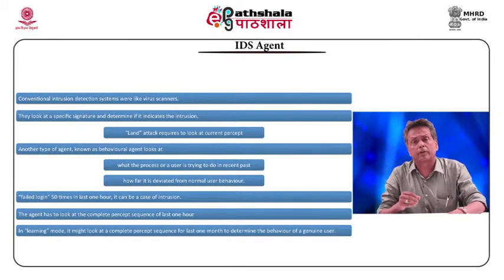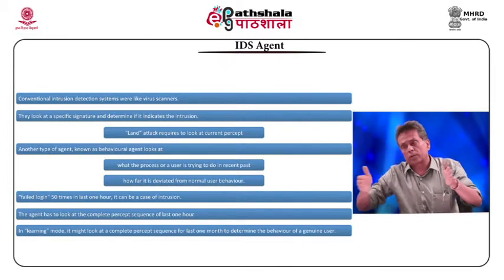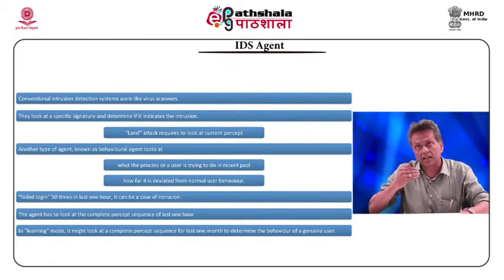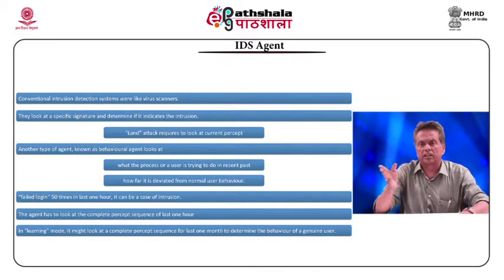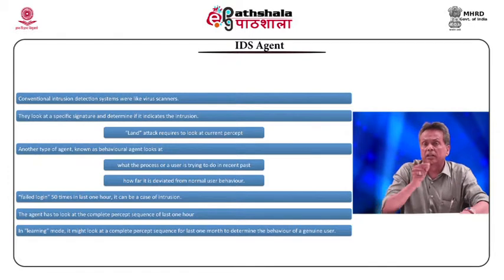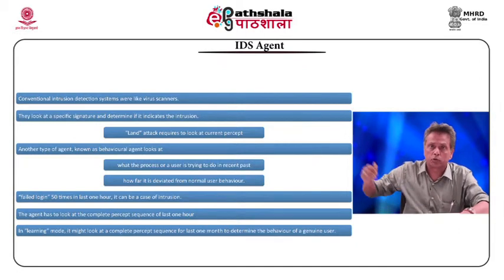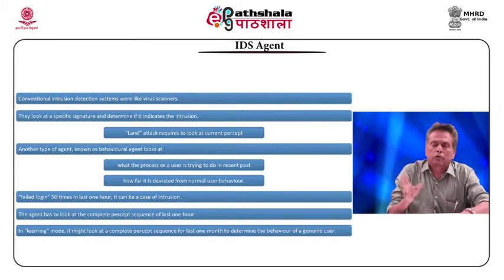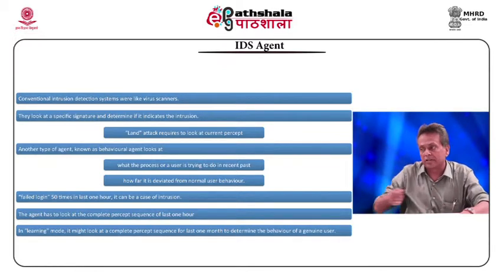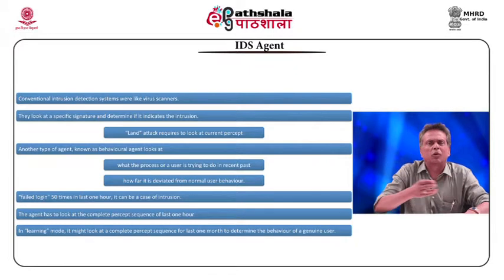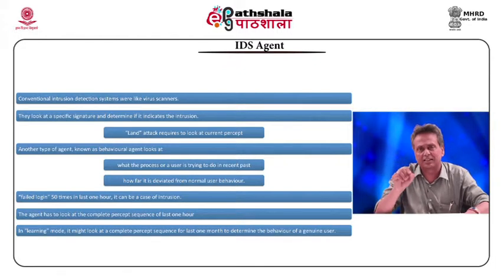Can it only look at the current percept and decide? It cannot. It has to look at the percepts of the last 1 hour and figure out how many failed login attempts happened. When it does that, and sees that the count is crossing 50, it lets me know. You can decide that the value is 50 or 10 or 5, whatever. But the difference here is that it has to look not at one current percept, but at previous percepts as well, and that is called the percept sequence. So an agent can take a decision based on the current percept, which is a simpler agent, or based on the percept sequence. And conventional old intrusion detection systems were like virus scanners: you just look at the packet and find that it contains something which raises suspicion.